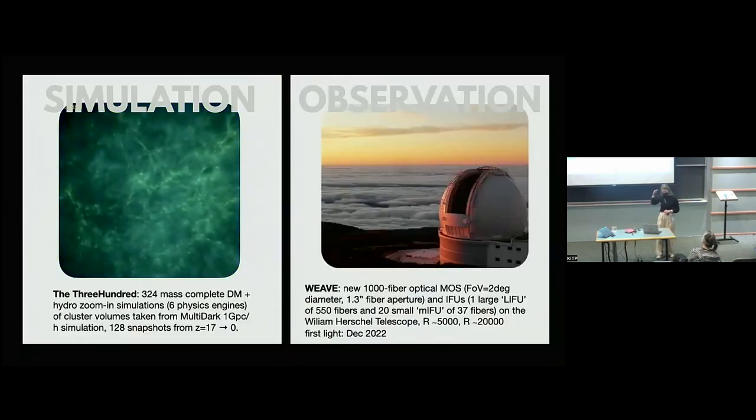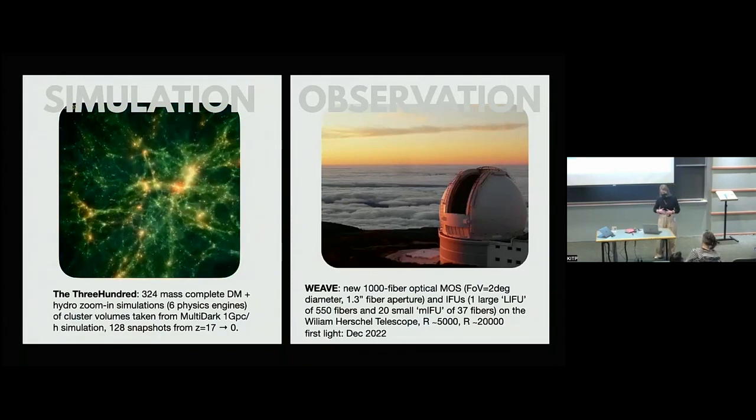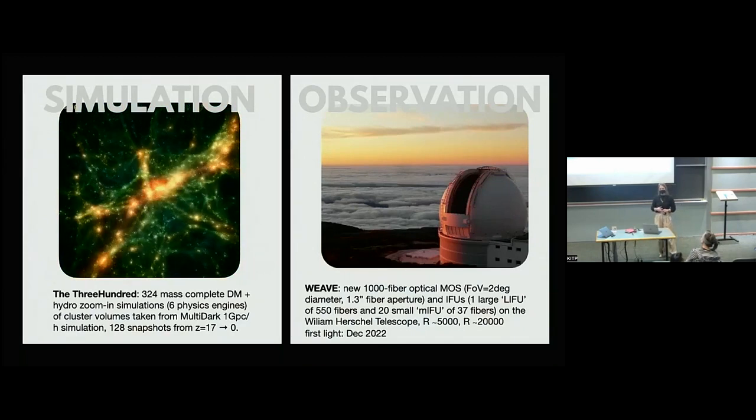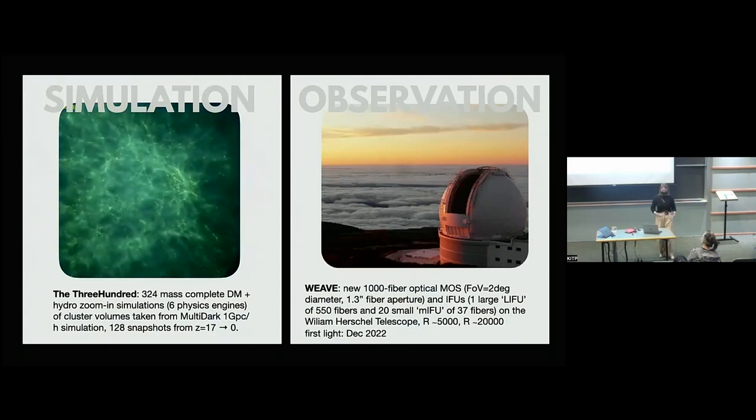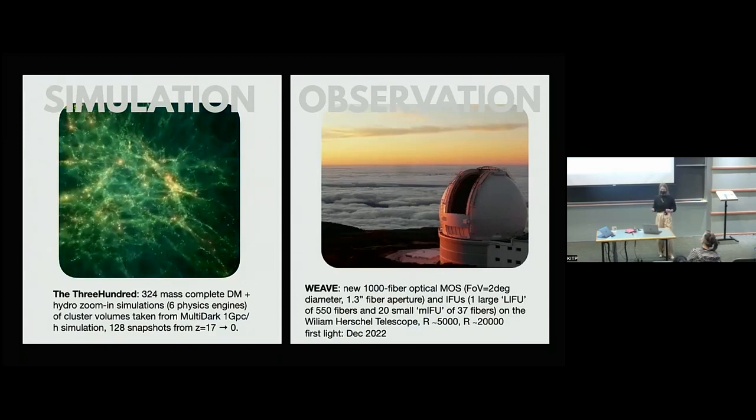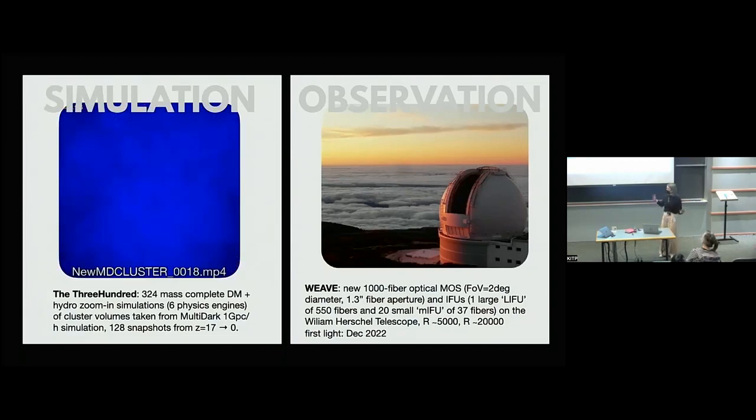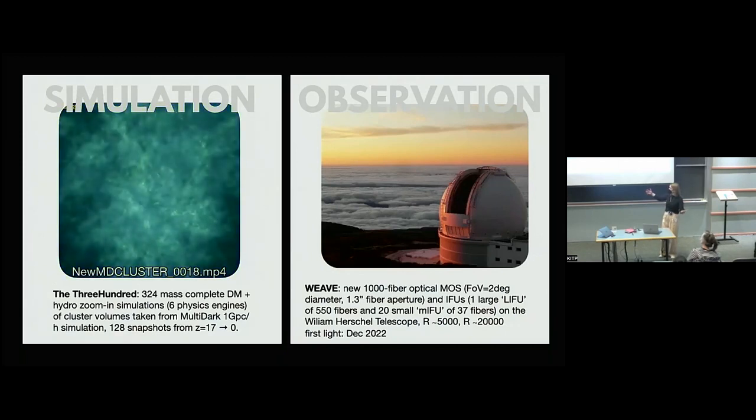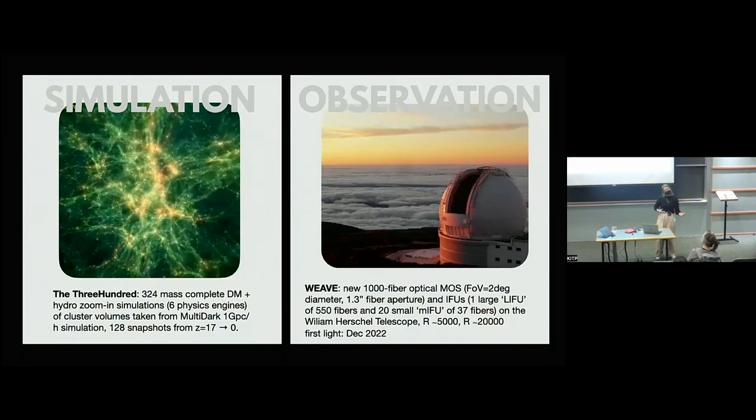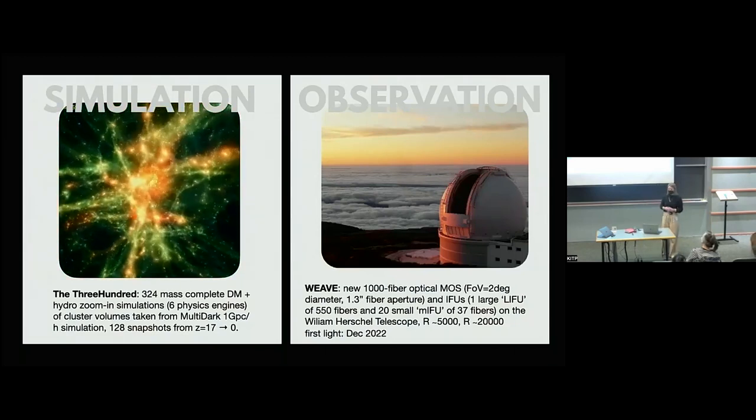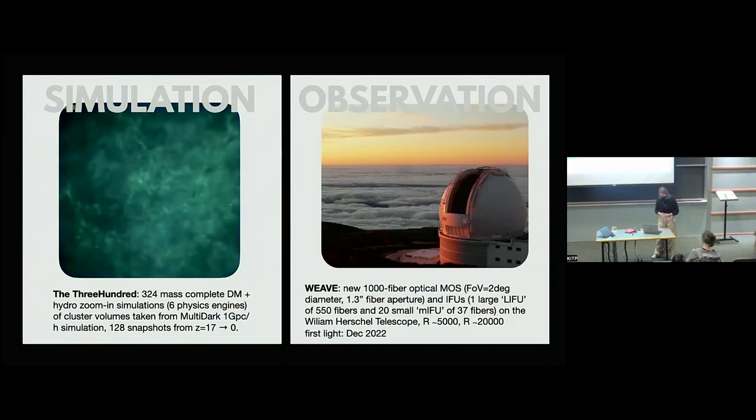Okay, so the simulations that most of this is based on are The Three Hundred. That is a zoom-in simulation: 324 massive clusters were picked from the MultiDark simulation, and each re-simulation then contains the central cluster with a sphere extending to 15 megaparsec. So this covers the entire infall region, as you can see here in these movies, associated with filaments and with groups, and this accretion into the central cluster. And this is also the area that we will recover in the observations.